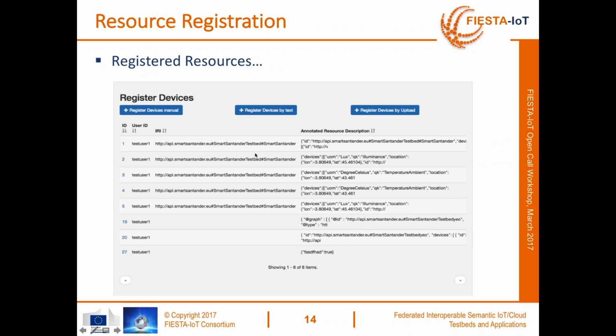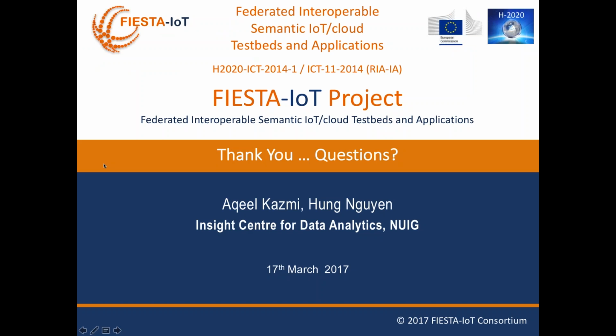For example, for this testbed, you have registered these resources. There are many more. You can actually scroll horizontally in order to have a look at more information. Okay, so this is it. This is an overview of how you can use the UI to register your testbeds. Now, I will request Hung to give you a demo of what we have just discussed.